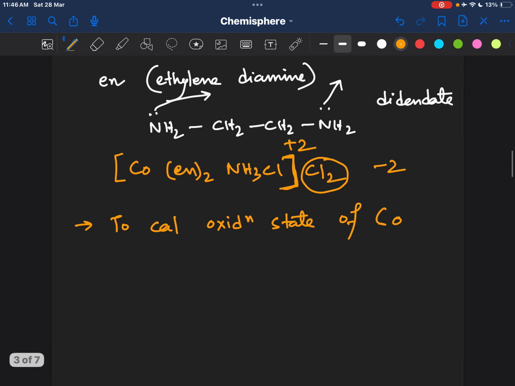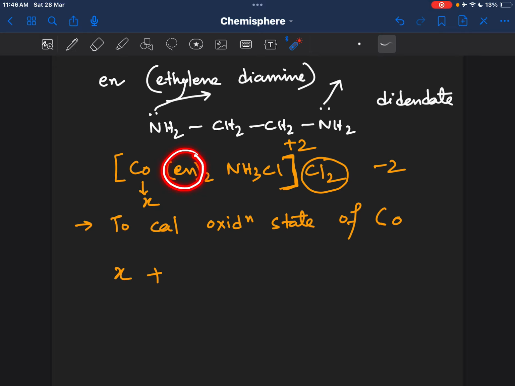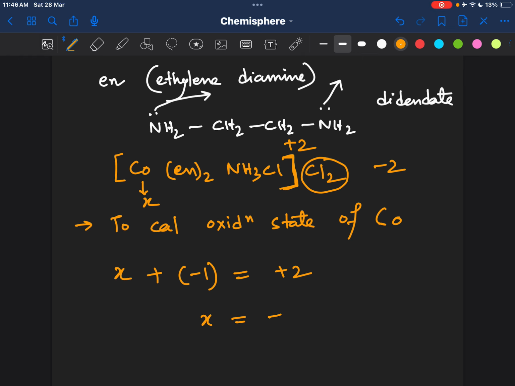Now assume the oxidation state of cobalt as X. The En does not contain any charge. Ammonia also does not contain any charge, but chlorine is a ligand which has a charge of -1, and there is one atom of chlorine. So X plus -1 will be equal to +2. Therefore X is equal to +3. So the oxidation number of cobalt in this particular complex is +3.